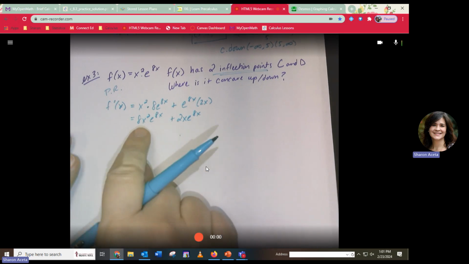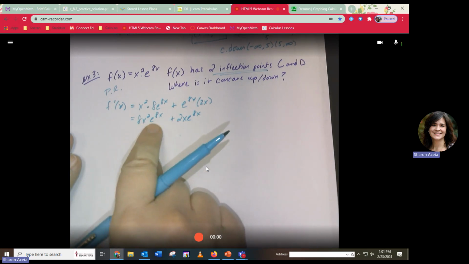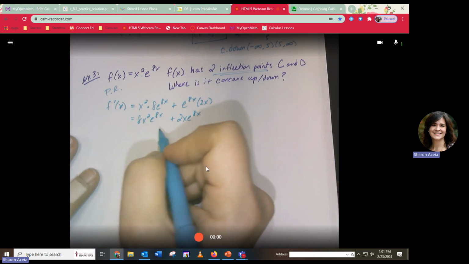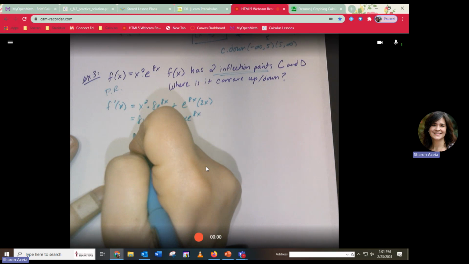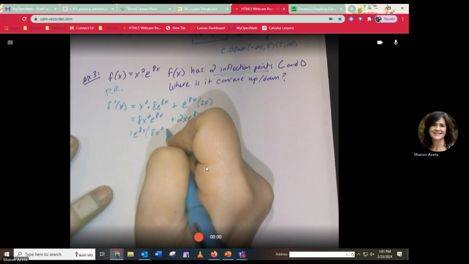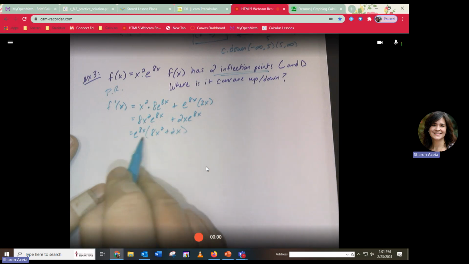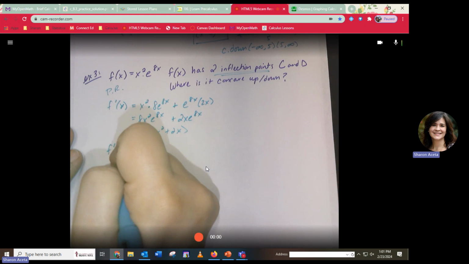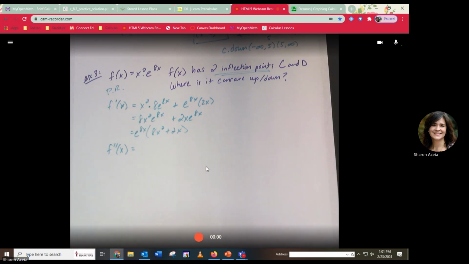Now, again, you're going to have to take a second derivative. So you could do a product rule here and a product rule here, which some students do. But I might just factor out, and I'm actually just going to factor out an e to the 8x, and then just do one product rule with those two. So let's do that. Let's take a second derivative.